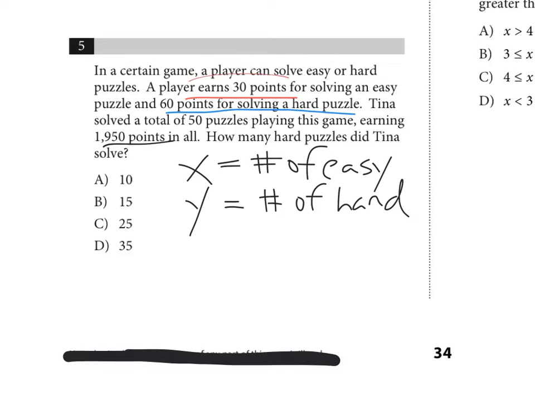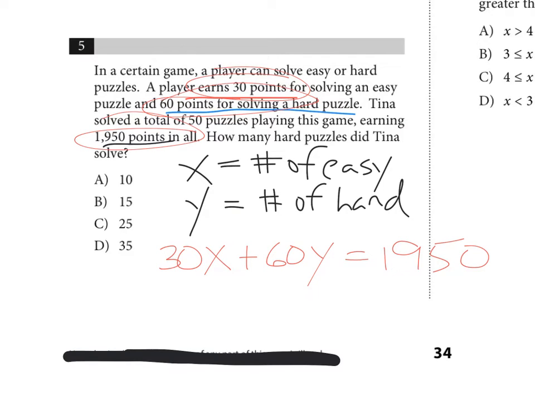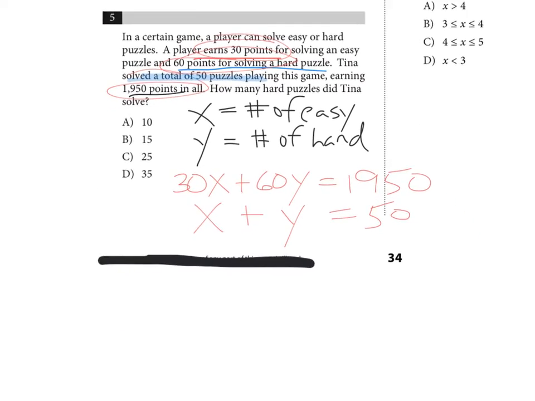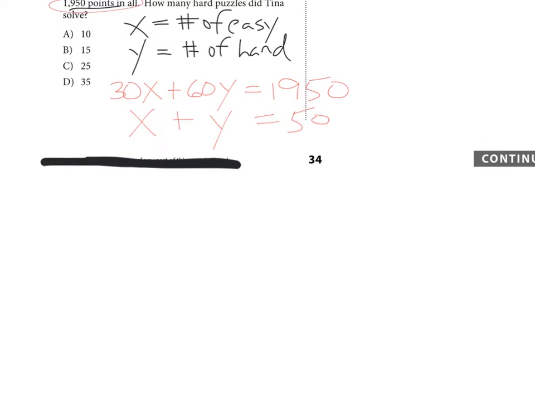The question said Tina earns 30 points for solving an easy puzzle, so that's going to be 30 times x. 60 points for solving a hard puzzle, so that's going to be 60 times y, and if I add up the total points, she earned 1,950 points overall. It also says she solved a total of 50 puzzles. So if I add up the number of easy puzzles, x, plus the number of hard puzzles, y, that's going to be 50. So now I'm going to have a system of equations, two equations and two unknowns.